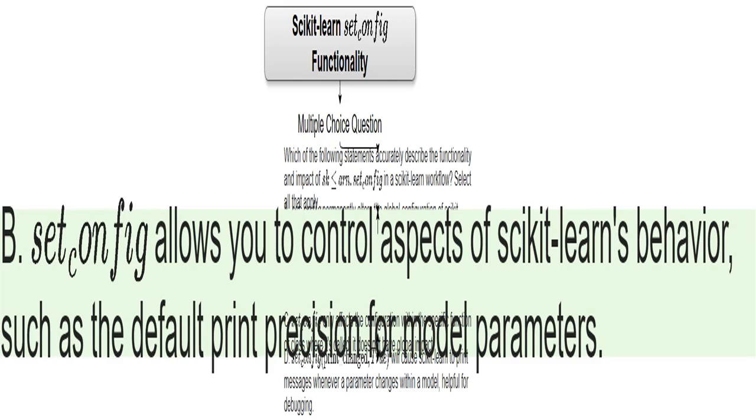Here, the focus shifts to the control sklearn.set_config offers over scikit-learn's functionality. Think about the level of detail you want in the output. This option specifically mentions controlling print precision.